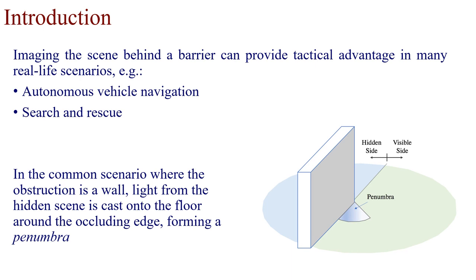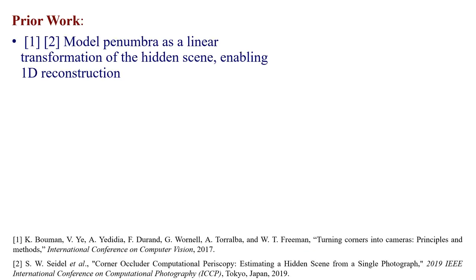In this case, light from the hidden side is cast onto the visible floor around the vertical edge, forming a penumbra. By taking photos of this penumbra, we can form reconstructions of the hidden scene. Previous work has shown that the penumbra may be modeled as a linear transformation of the hidden scene, enabling 1D reconstructions, where that one dimension is angle into the hidden scene measured in the plane of the floor.